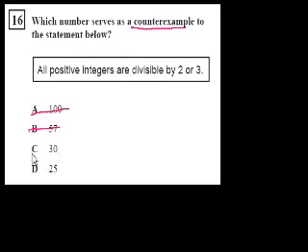30 is divisible by both, so that's definitely not a counterexample. But here we have 25. It's a positive integer. And it is neither divisible by 2 nor 3. So it disproves the statement. So it is a counterexample. And so the answer is D.